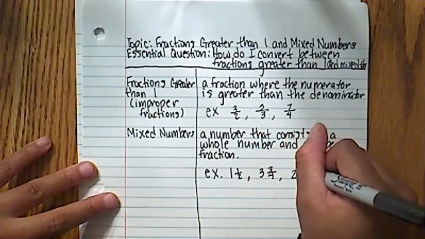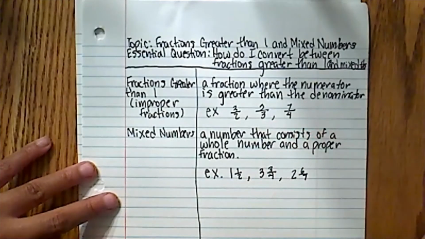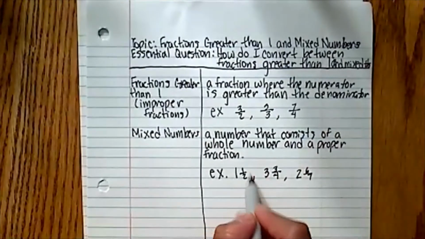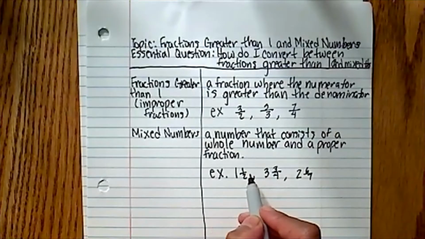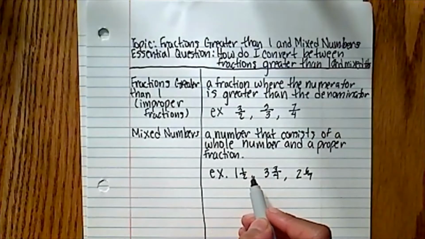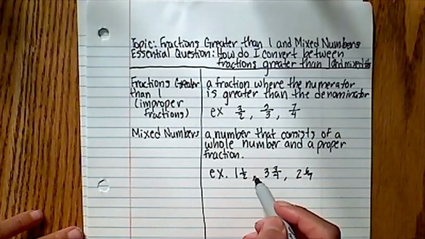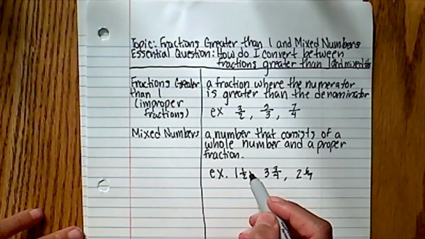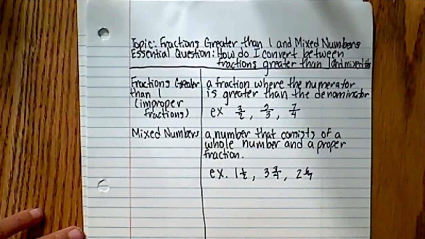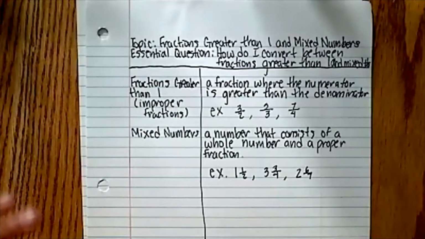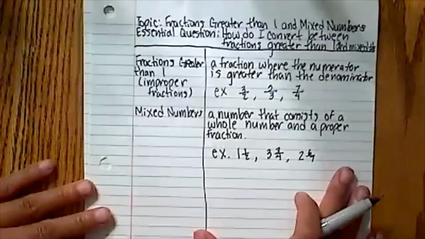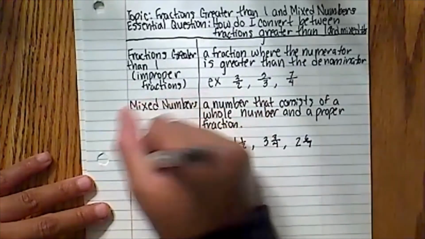2 6/7. These are all mixed numbers. It has a whole number and a proper fraction, which a proper fraction is the opposite of an improper fraction, where the numerator is smaller than the denominator. So taking our definitions of both fractions greater than 1 and mixed numbers, we're gonna talk about how do we convert between the two. So we're gonna go over some conversions.